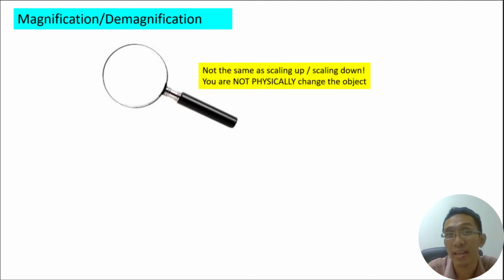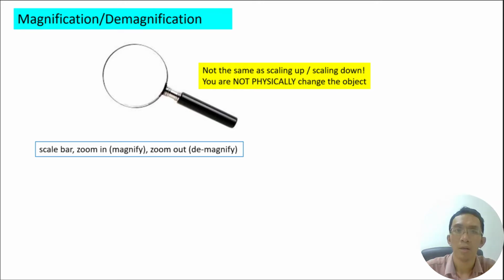Now let us talk about magnification and demagnification. It is not the same thing as scaling up or scaling down. When you scale up something, you physically make it bigger, but when you magnify something, you only optically make it bigger. This boat seems big under a magnifying glass, but if you remove the glass, its original size is still maintained. During magnification, having a scale bar is important. We have seen this bar before.